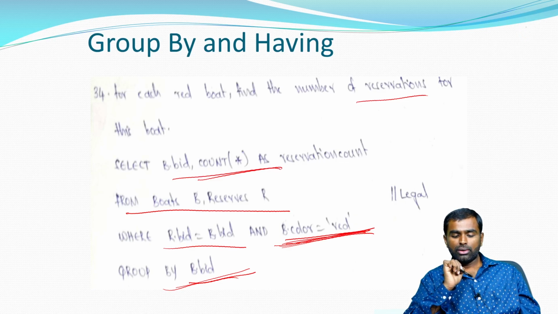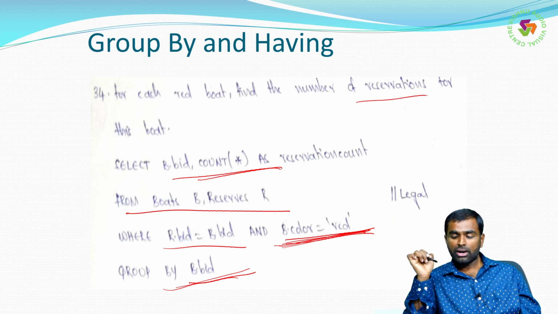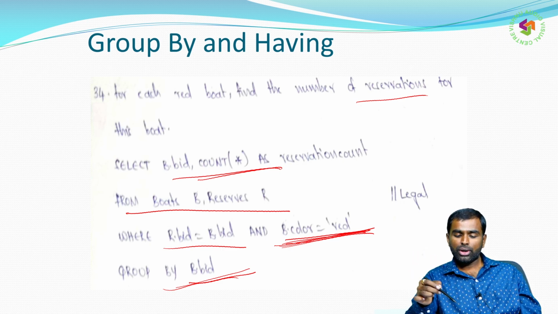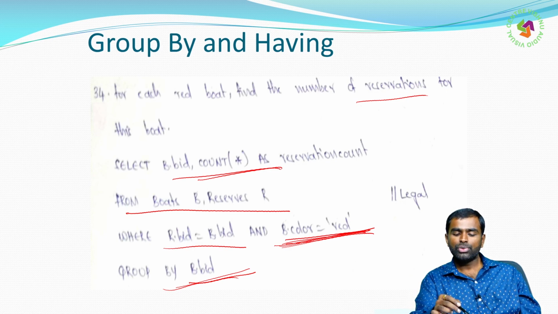That count is for B.BID, so count of star as reservation count. Find the number of reservations for this boat. For each red boat, how many reservations? Where color equal to 'red', that red boat can be taken. So for that red boat, how many reservations are done? Count of star means it is repeated automatically, and the count is incremented.